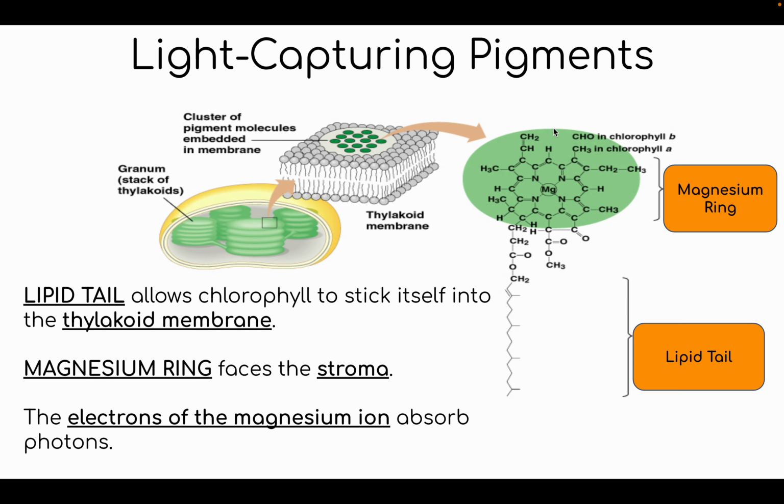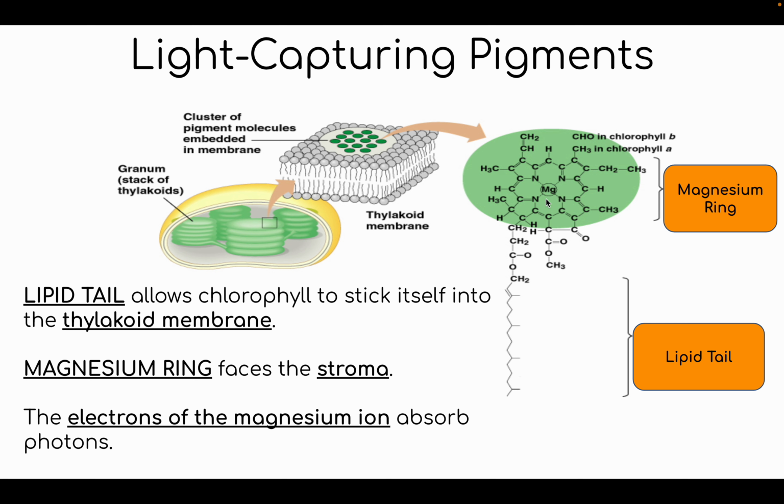So just a reminder that there are these light-capturing pigments in chloroplasts. And we know them as chlorophyll. Here's the chlorophyll molecule here. And remember, it's got this magnesium ion at the center of this carbon and nitrogen ring. And then it's got this lipid tail that sticks into the thylakoid membrane, the phospholipid bilayer of the thylakoid membrane.